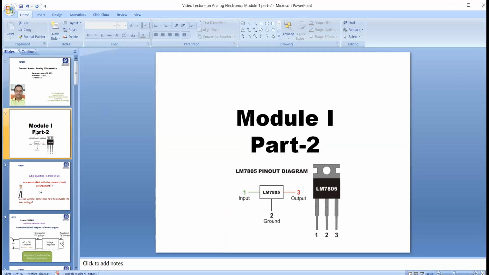Today, we will discuss part 2 of module 1, that is filter and regulator. In the last module, we had discussed the various types of filters, their performance analysis, and some problems regarding these filters. Today, we will discuss the regulators, which are very essential to design a successful power supply.